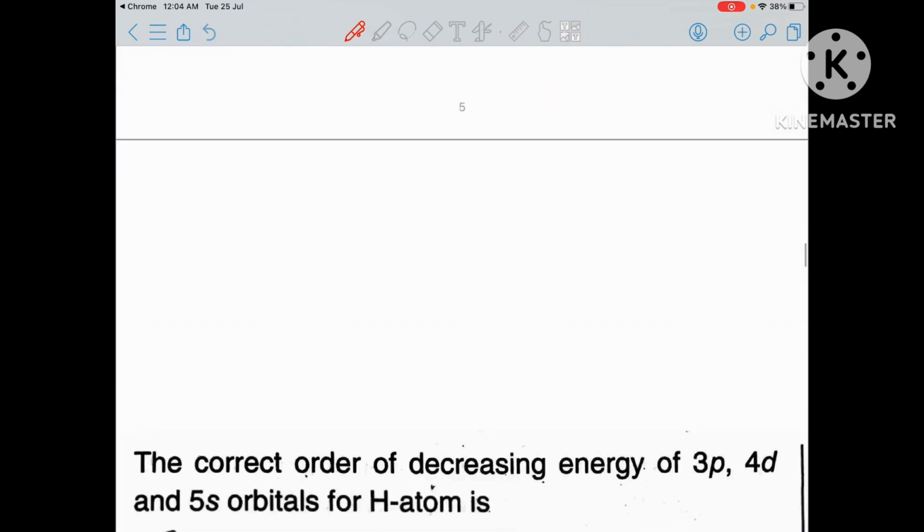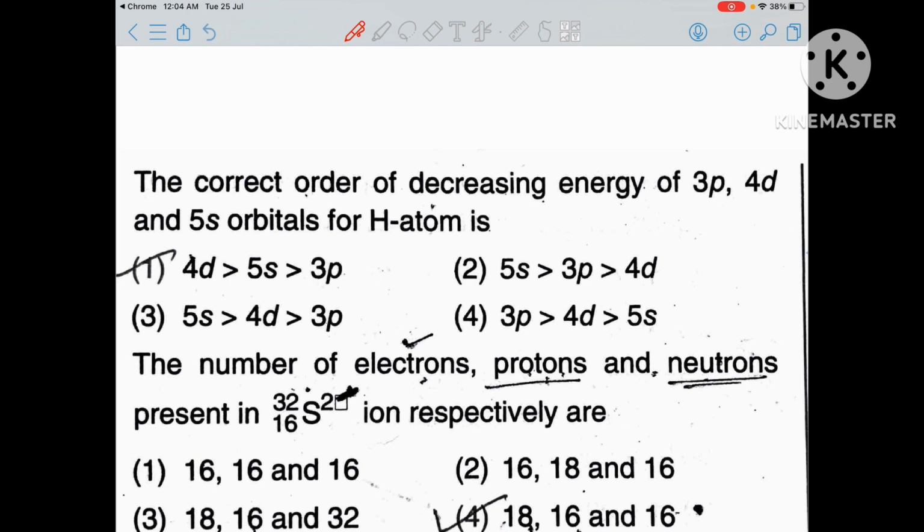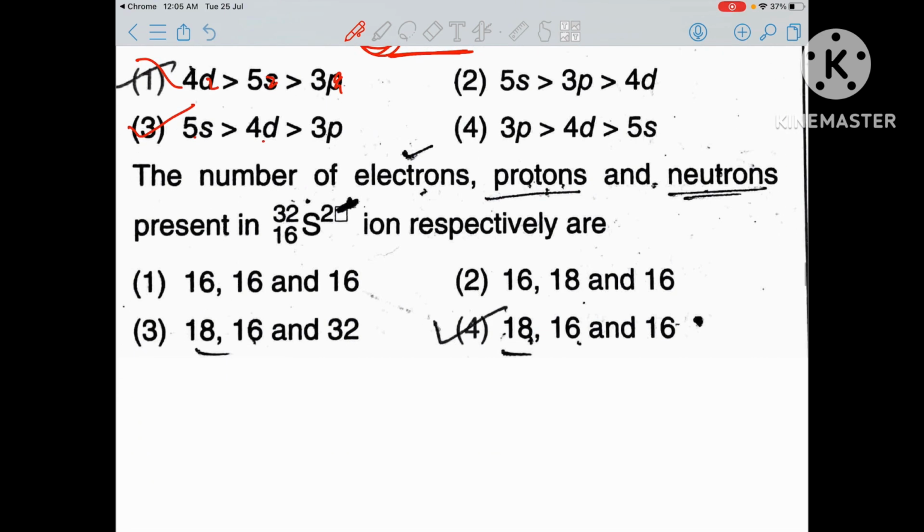Right. Moving on to a very important one: the correct order of decreasing energy of 3p, 4d and 5s orbitals for a hydrogen atom. Hydrogen atom, please look at the n value. More the n value, more will be the energy. Please don't look at these orbitals, okay? 5, 4, 3. This is the answer. This is not the answer. This is where I committed a mistake, and I don't want you people to commit mistakes.